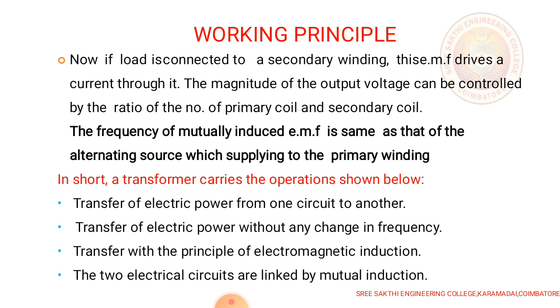The magnitude of the output voltage can be controlled by the ratio of number of turns of the primary coil and the secondary coil. The frequency of mutually induced EMF is same as that of the alternating source which is supplying to the primary winding. In general, the transformer transfers the electric power from one circuit to another, without any change in the frequency, and transfers with the principle of electromagnetic induction and by mutual induction.